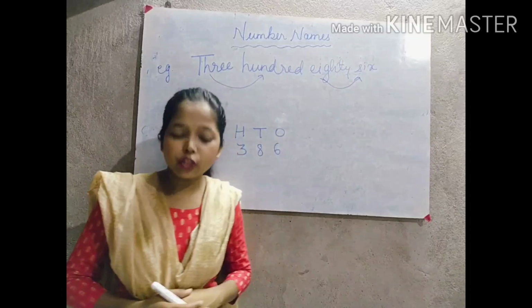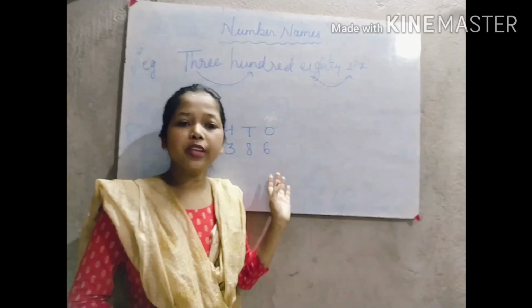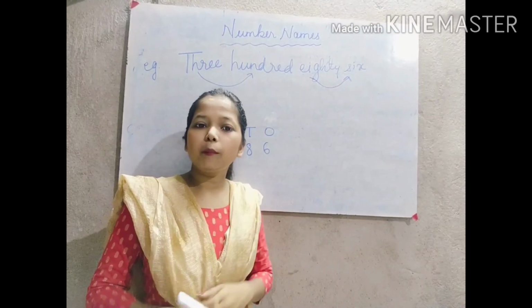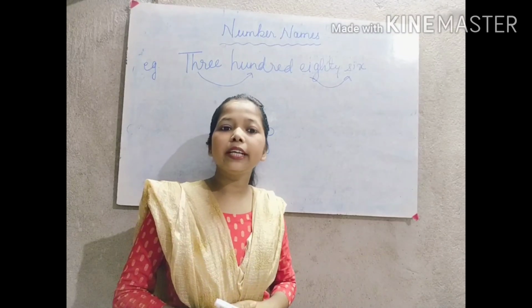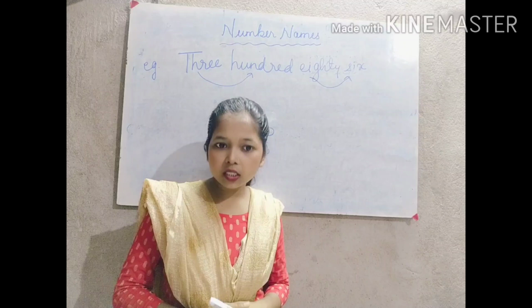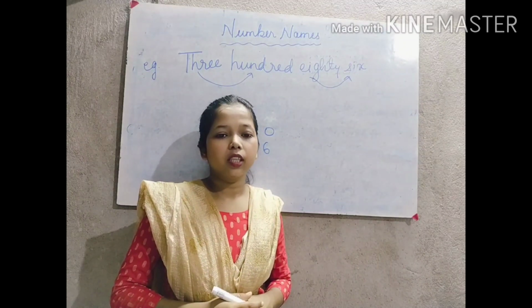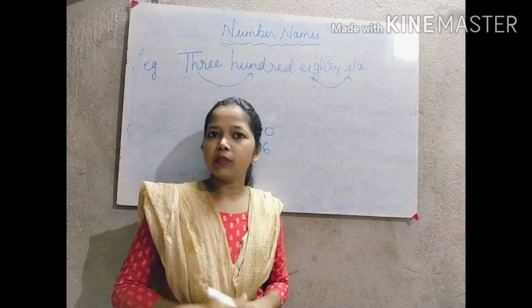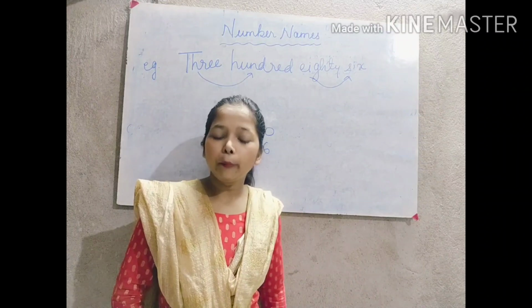So what have you learned today? You can use the concept of place value to express a given number in words. And second, you can also identify the figures for the numbers given in words. Now you will do pages 62 and 63 in your book itself.